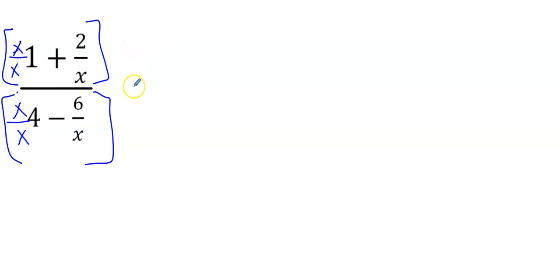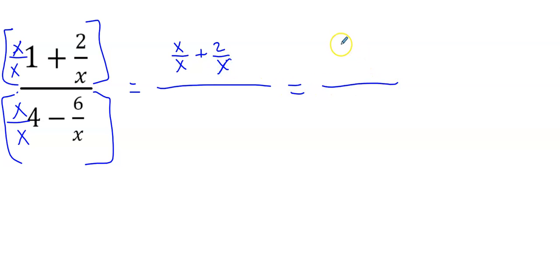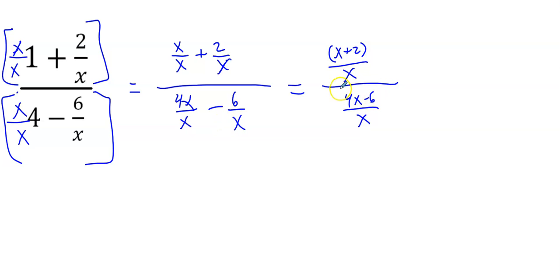So if I do this, I'm just going to go a step at a time. In the numerator, it's going to be x over x plus 2 over x. That's going to add together. That's going to be x plus 2 quantity over x. And the denominator is going to be 4x over x, minus, sorry, that's a minus there, minus 6 over x. So that's going to be 4x minus 6 over x. Okay, I'm going to divide.